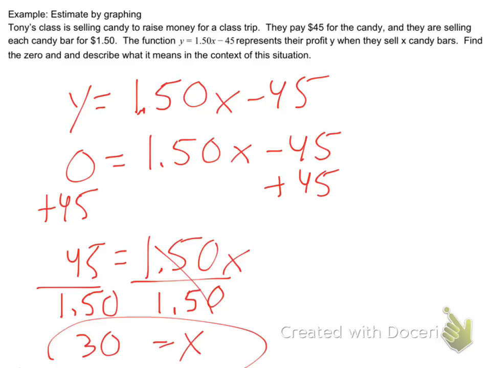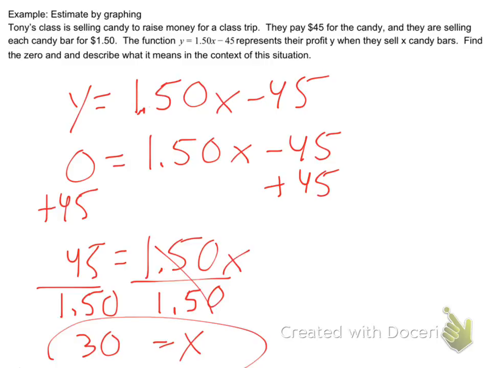But that's great. We found it. Now describe what does it mean. What does it mean when I sell 30 candy bars? Means you're going to make some pretty good money. No, it doesn't mean that yet. I'm going to break even.